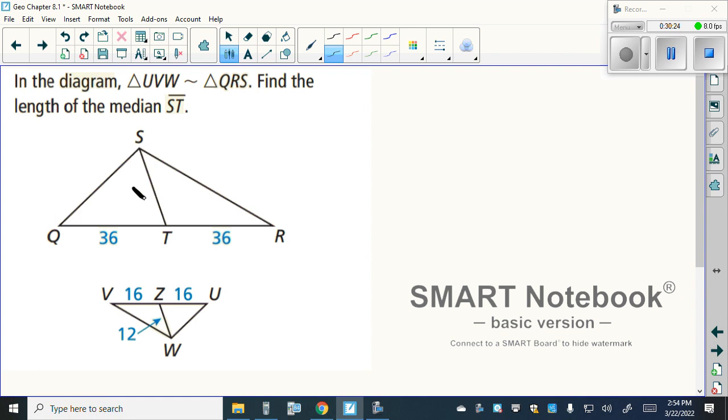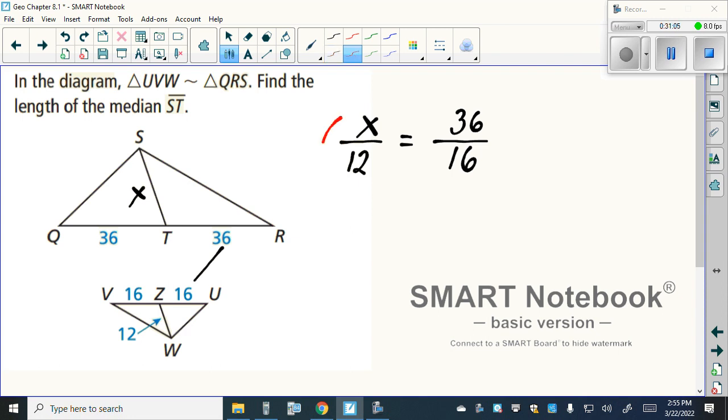So we want to find the median. And a median for a triangle is a segment that connects a vertex, the angle, to the midpoint of the other side. So we want to find that length there, which is our x. And it's going to be over what? 12, because that's the side that matches up to it in the other figure. It's going to equal what? Match up our 36 and 16.